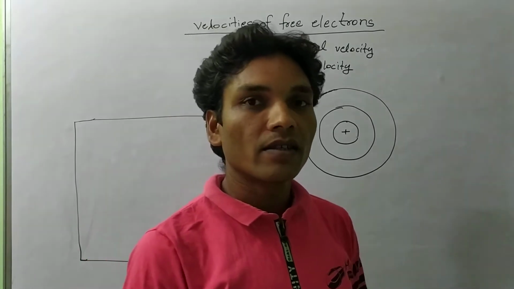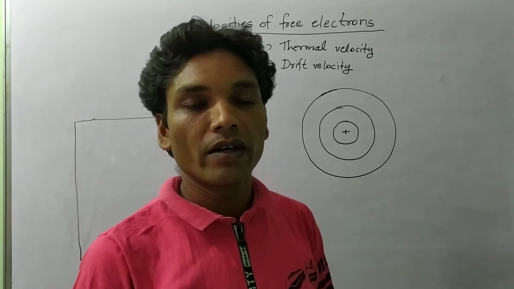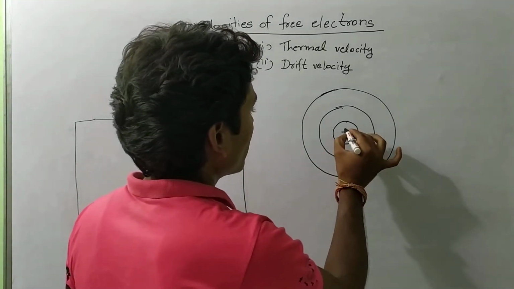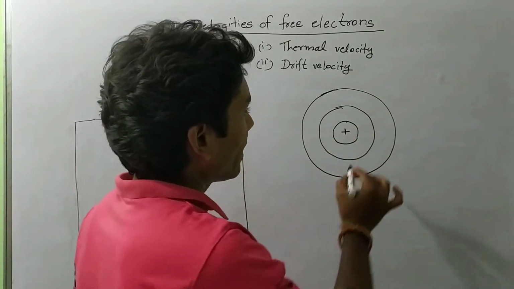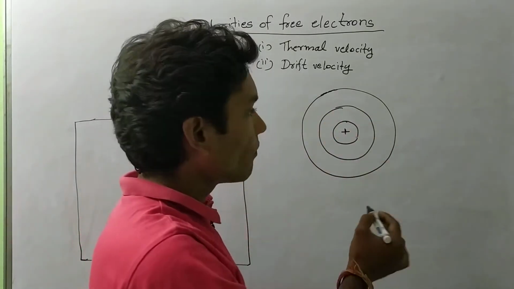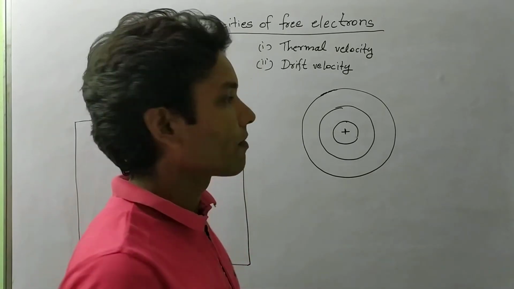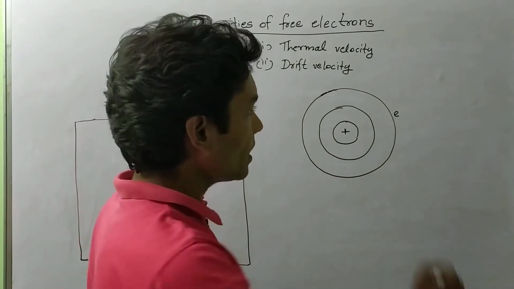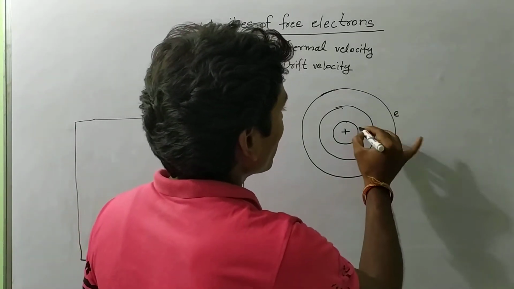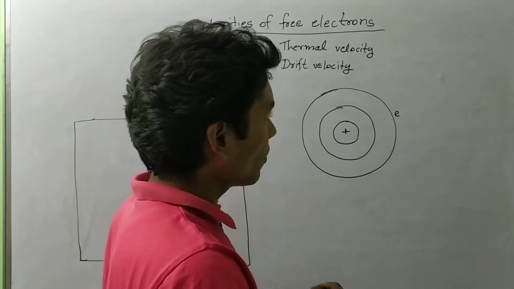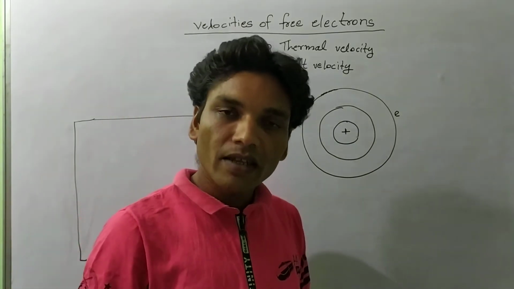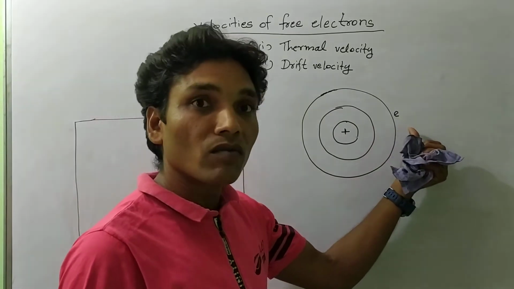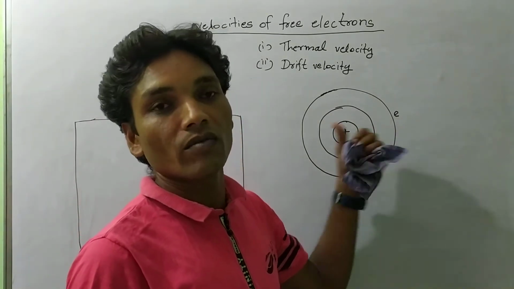Okay, we consider the atom of a conductor. This is the atom of the conductor. This is the nucleus of the atom, and these are the orbits where electrons are revolving. This is the outermost orbit of the atom, and this is an electron revolving in the outermost orbit. In the absence of an external effect, this electron revolving in the outermost orbit cannot detach from the atom.